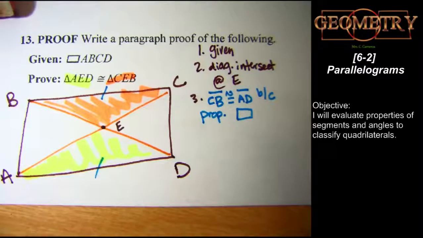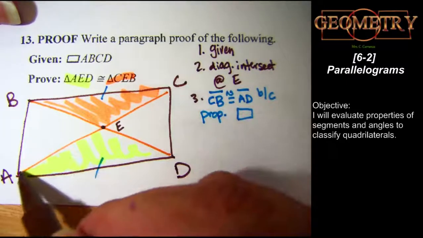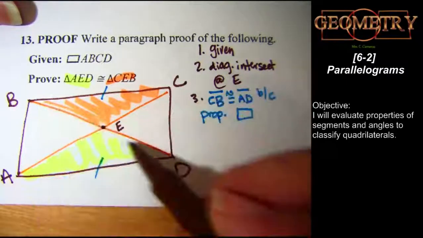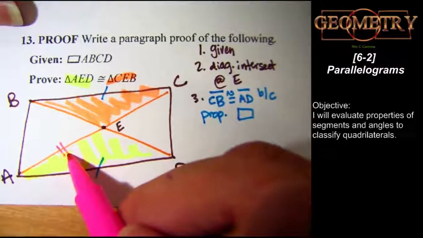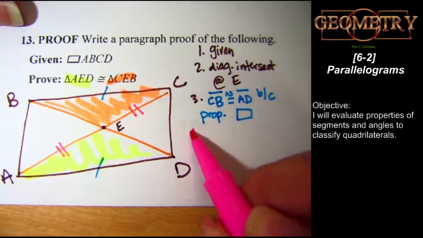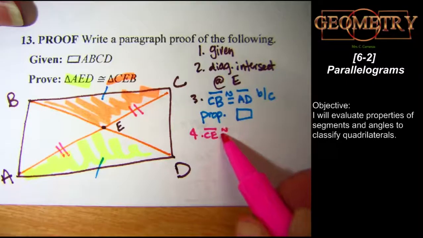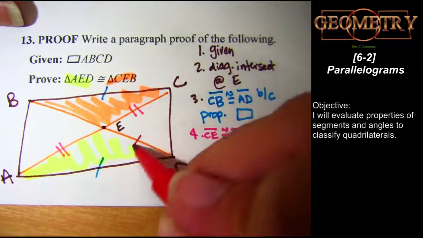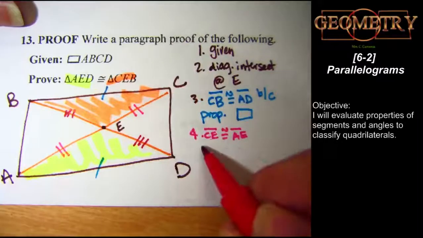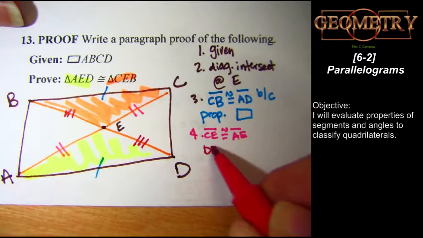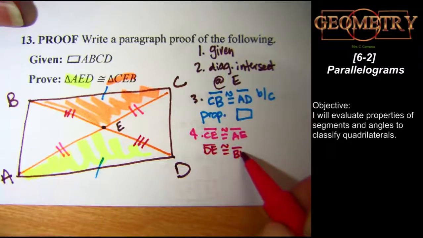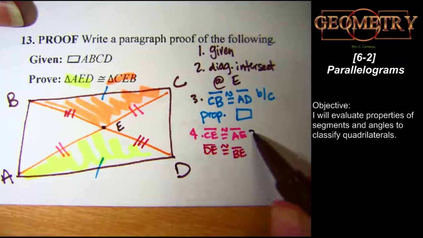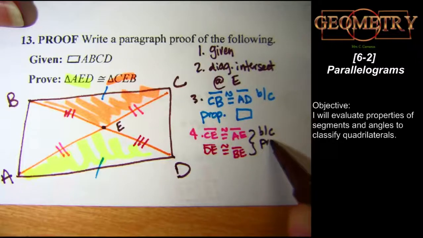And then we also know that AC is a diagonal, so it bisects: AE is congruent to EC. Okay, so here's a diagonal, and when the diagonals run into each other and bisect each other, that means this thing is congruent to this thing. CE congruent to AE, and this thing congruent to this thing. Okay, these two because of the property of diagonals.